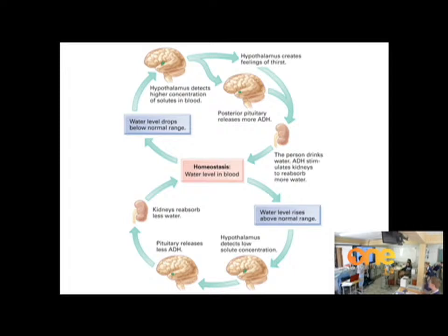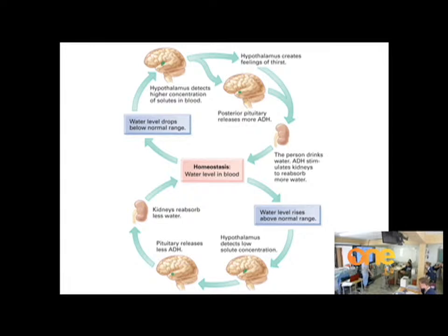Receptors. Do you hear that word? In the hypothalamus in the brain. The hypothalamus then either creates a feeling of thirst that will bring more water into my body, but it will also move to the pituitary gland.